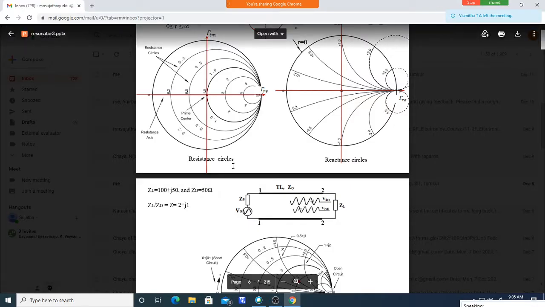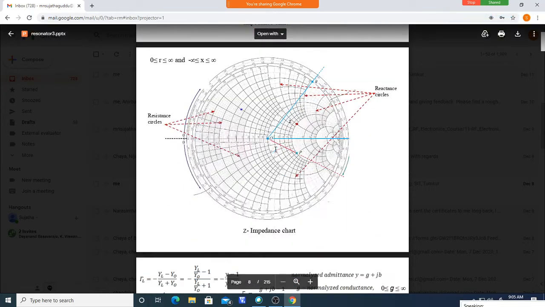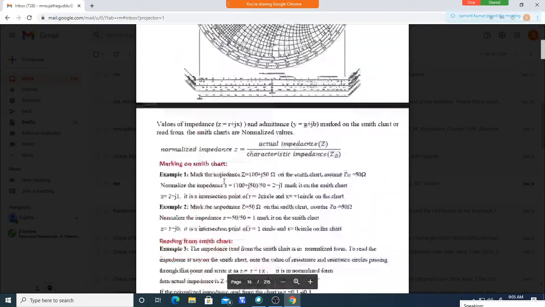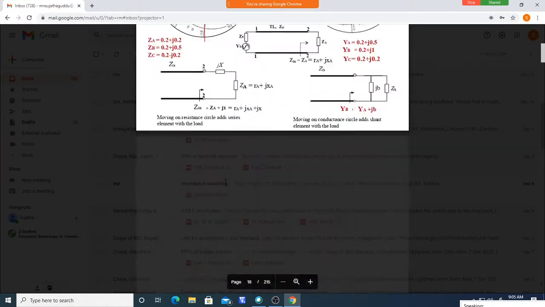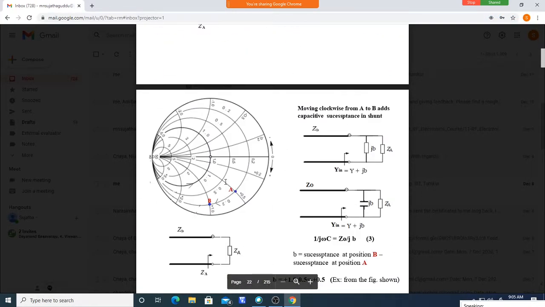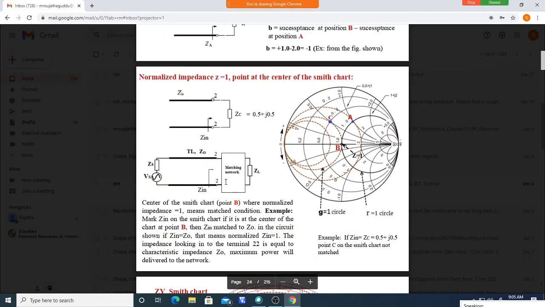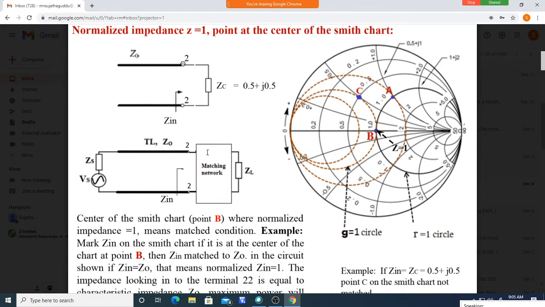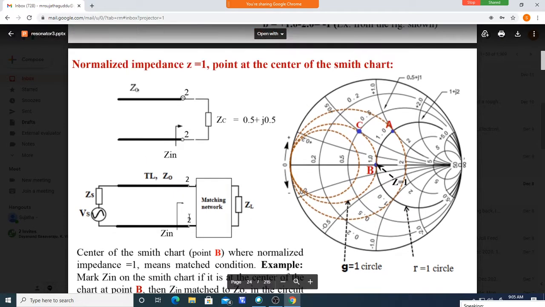Okay. In the previous class, we were discussing how to design an impedance matching network using the ZY Smith chart. In the ZY Smith chart, for a given load, we have to mark the load over the Smith chart to find the impedance matching network. So this is an impedance matching network here.